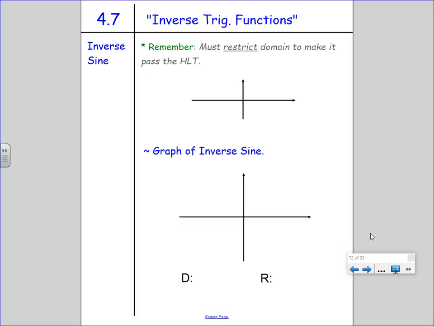Inverse sine. Okay, well, how did we ever invert functions? We start with the original one. Start in the center. That's sine, right? Why? It starts in the middle or in the center. So there's sine.